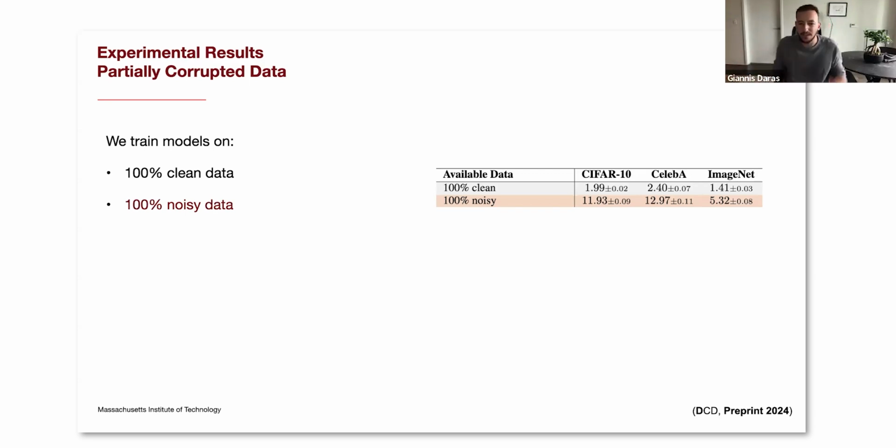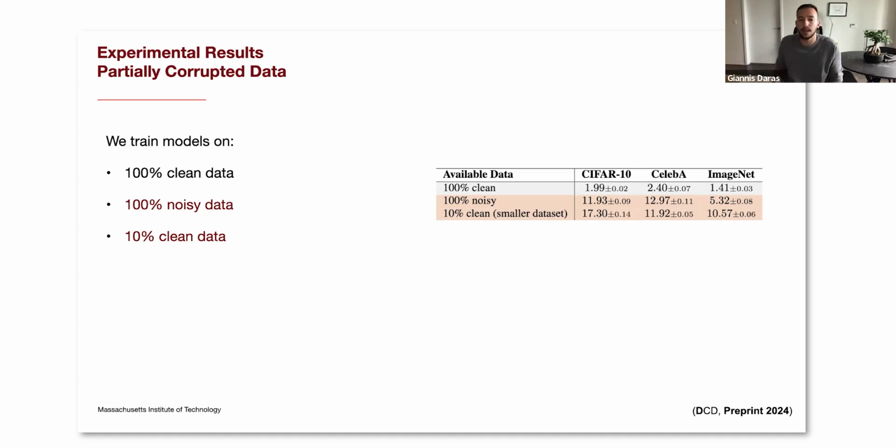Then we say, okay, what happens when you have 100% noisy data at a certain corruption level? And you see that the FID performance goes, for example for CIFAR-10, from 2 to 12. For CelebA, it goes from 2.4 to 13. For ImageNet, from 1.41 to 5. So you still have a lot of data, but all of your data are noisy, and the performance is pretty bad when you only train with noise because the noise level is very high.